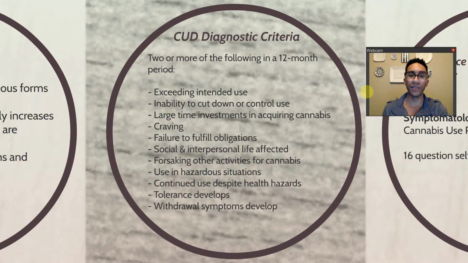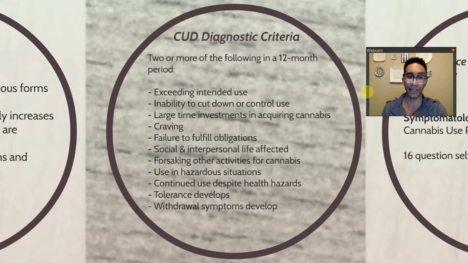CUD diagnostic criteria, so 2 or more of the following in a 12-month period. These are, I think, hard to pin down without an objective assessment scale, just because it's asking for 2 in a broad range of things. So exceeding intended use. If you are like, okay, I'm going to smoke 1 ounce this weekend, and you end up smoking that ounce in one sitting, and then you call up your drug dealer and you're like, oh, I need more, that's probably a problem. Inability to cut down or control use. So if you're trying to stop smoking, but you're still doing it, probably means you have a substance use disorder.